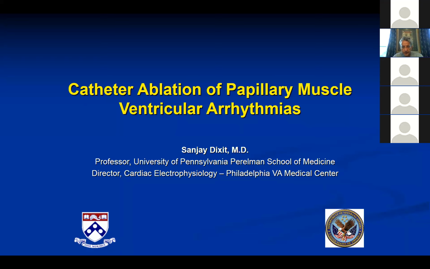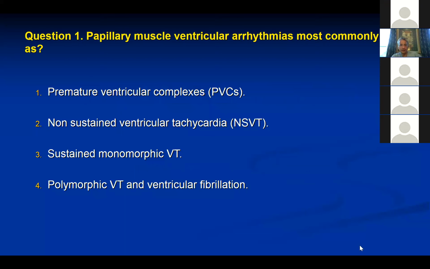So what I thought I would do is maybe start off by talking about some of these questions that I've put together to see what our background knowledge is of the group here, and then we'll build on that. So let's start with the first question: what is the most common presentation of these arrhythmias? The choices are PVCs, non-sustained VT, sustained ventricular tachycardia, or polymorphic VT and VF.